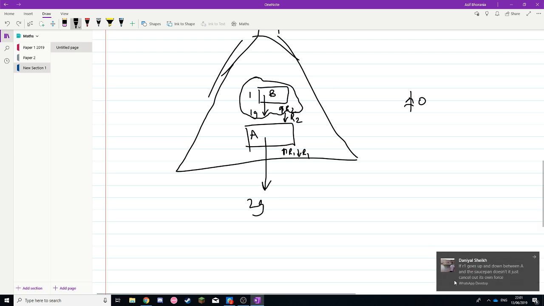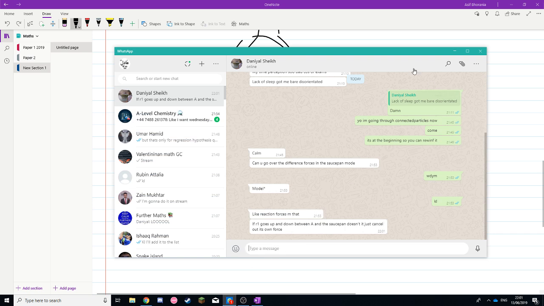If R1 goes up and down between A and the saucepan, doesn't it just cancel out its own force? Yeah, it does. But I forgot to ignore. Okay, let me just quick time. I forgot to ignore. Not ignore. Add T.